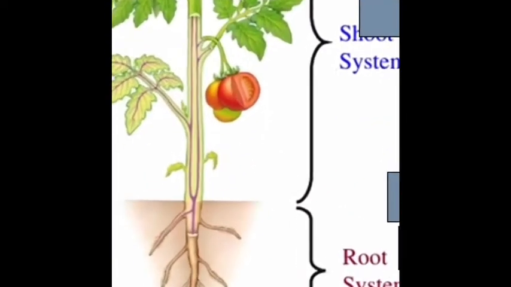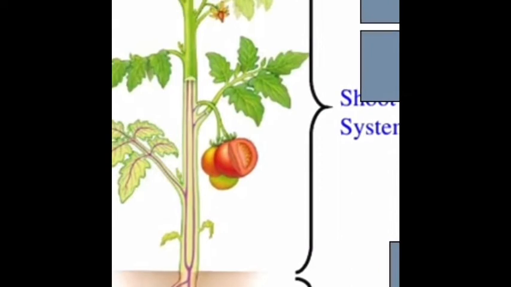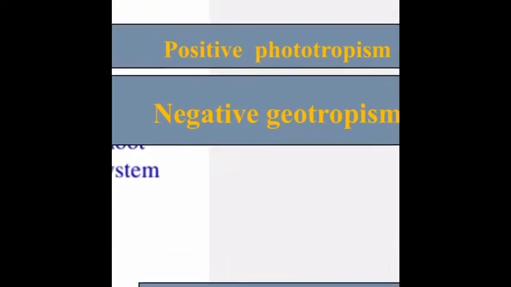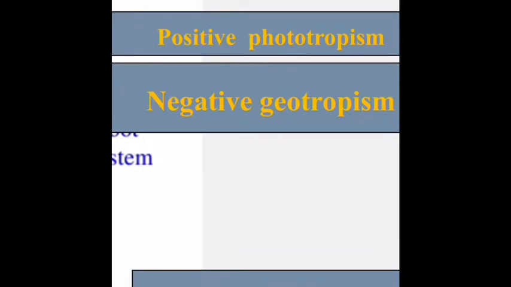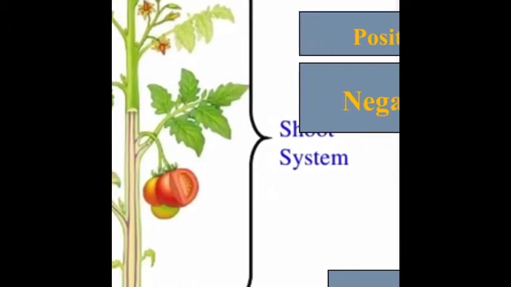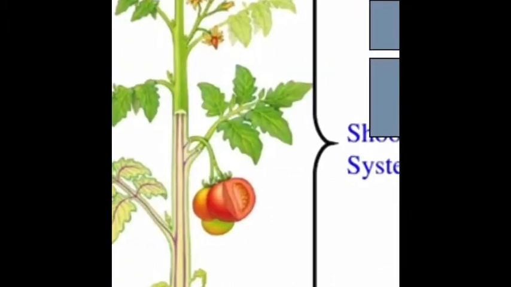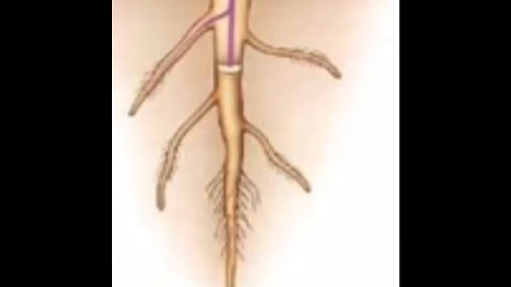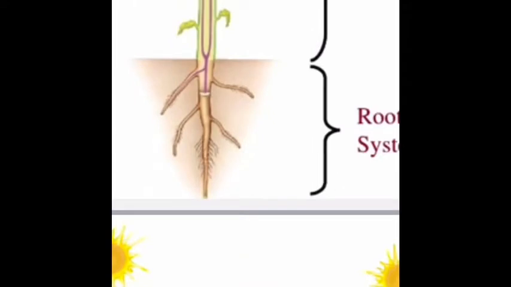And we said that there is a shoot system and a root system. The shoot system of the plant is positive phototropism and negative geotropism. Why? Because the shoot system will move towards the light and against the gravity. While in the root system, the roots always respond to the gravity. That's why it is positive geotropism, but it goes against the light, so it is negative phototropism.